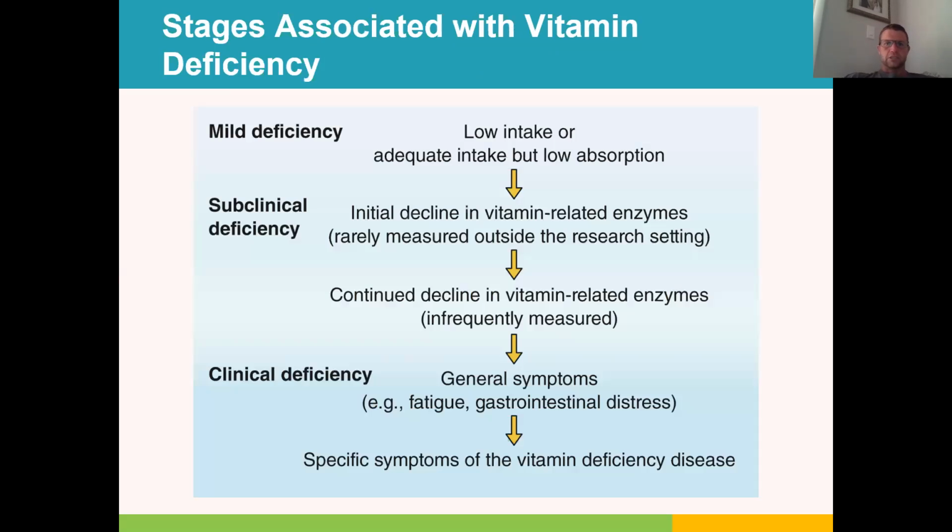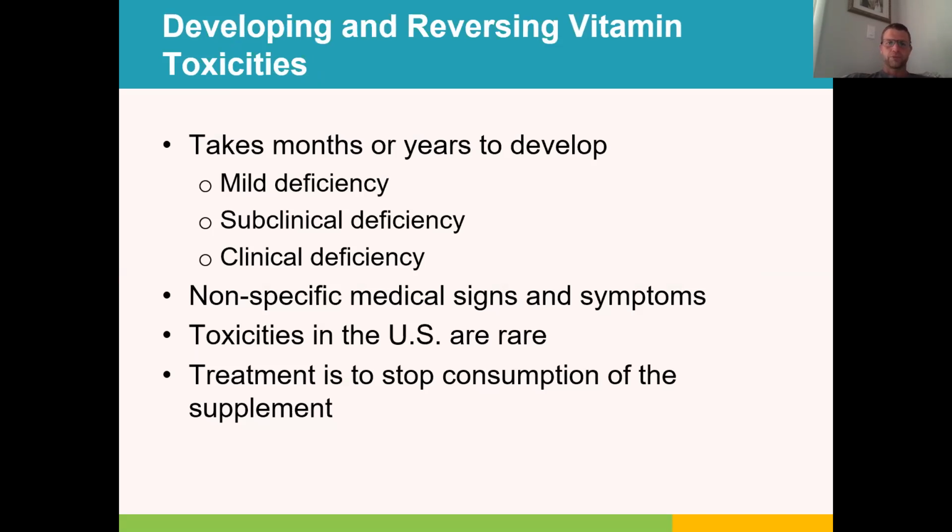All right. Stages associated with vitamin deficiencies: mild deficiency, low intake or adequate intake but low absorption. Subclinical deficiency would be the initial decline in the vitamin-related enzymes, rarely measured outside of the research setting. Continued decline in vitamin-related enzymes, infrequently measured. Clinical deficiency: general symptoms, you're going to see fatigue or gastrointestinal distress, they'll test your blood and urine and things like that, and say, hey, you're not getting enough of this. So specific symptoms of the vitamin deficiency disease become more prevalent as you get lower and lower.